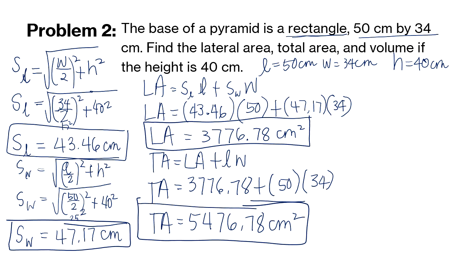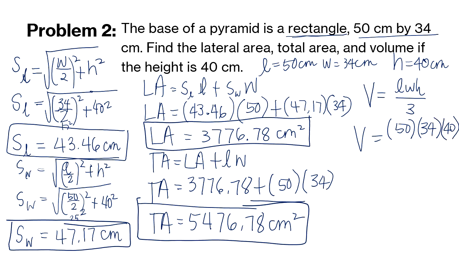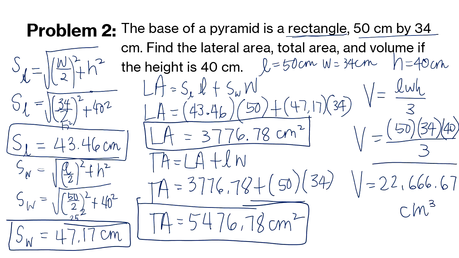Now, let's proceed to volume. So for volume, we have length times width times height over 3. That is length, which is 50 centimeters, width, that is 34 centimeters, and height, which is 40 centimeters, all over 3. So we get a volume of 22,666.67 cubic centimeters.